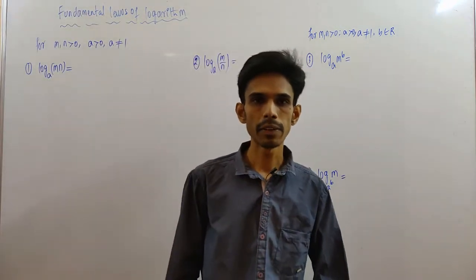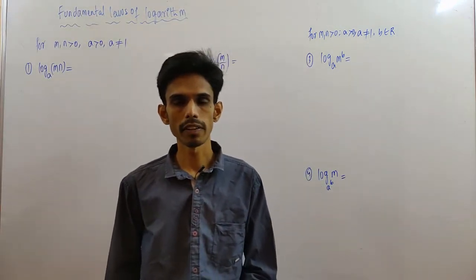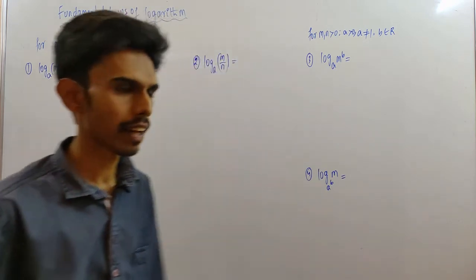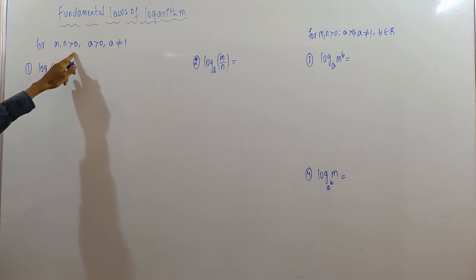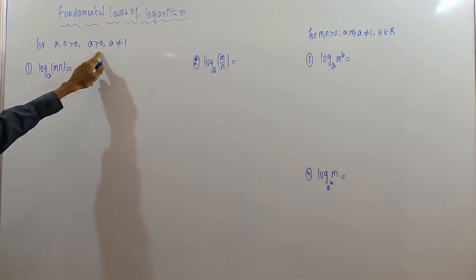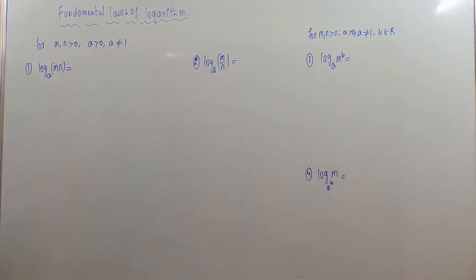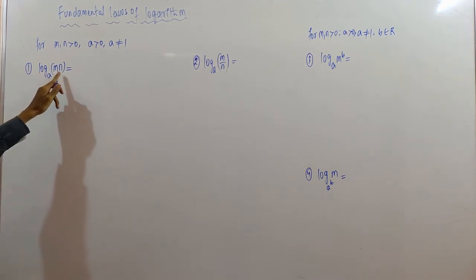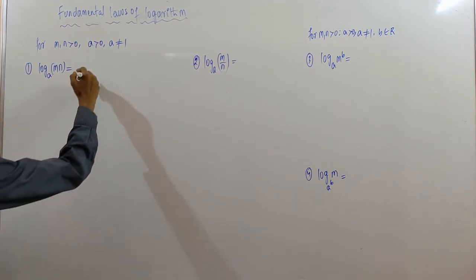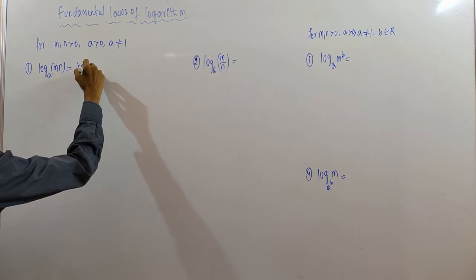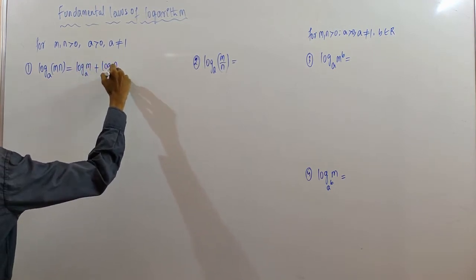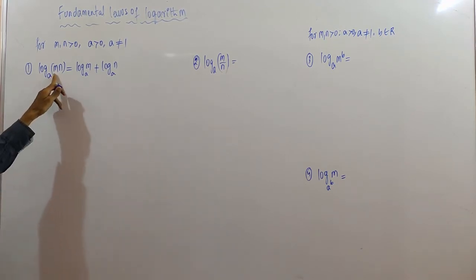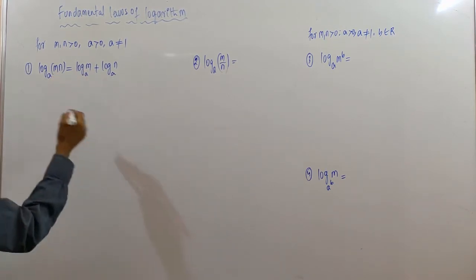In this class, I am going to discuss fundamental laws of logarithms which are useful in further classes. For m, n greater than 0 and a greater than 0, a not equal to 1, we have log mn to the base a is equal to log m base a plus log n base a. Product will become sum. Let us prove this.